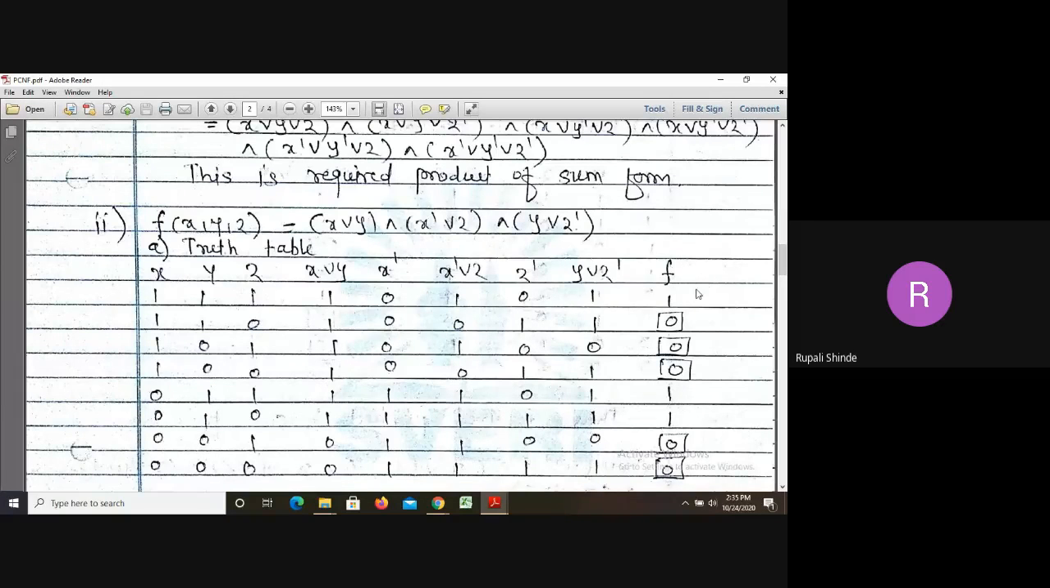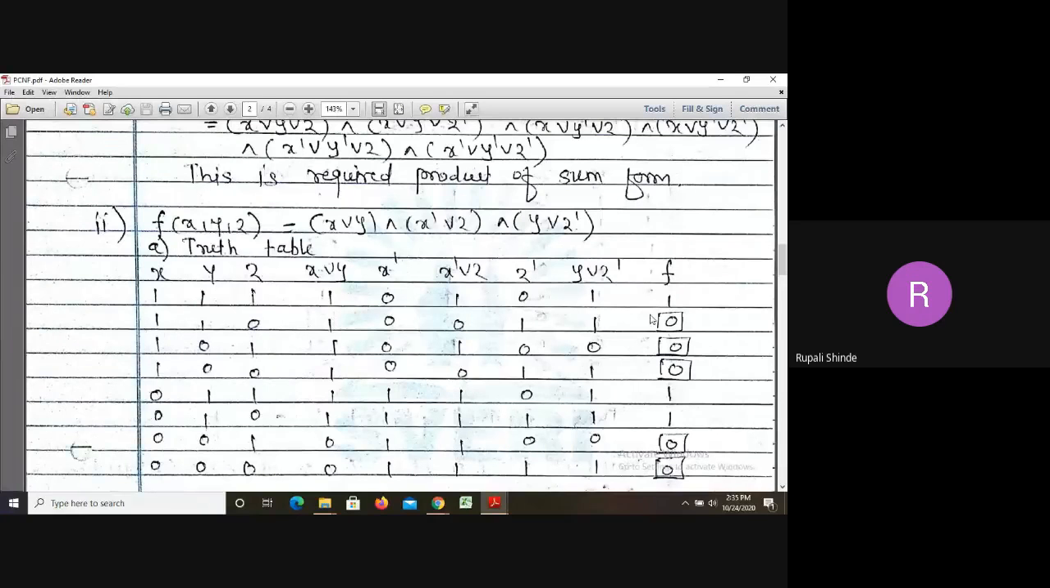Now final value of f. So for this we have to consider three columns: x or y, x complement or y, and y or z complement. So take AND operation between these three columns. So if all the values are 1, then only final value will be 1 because this is a product operation. So 1 1 1 final value is 1.